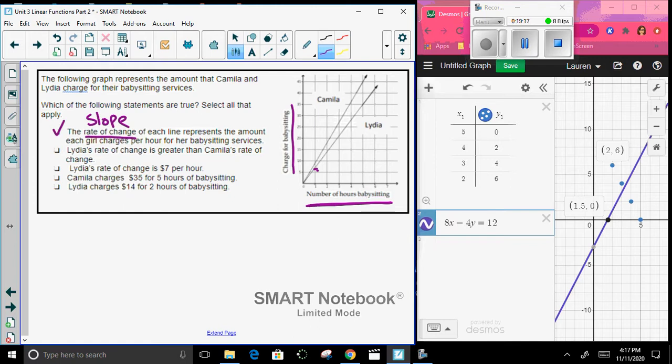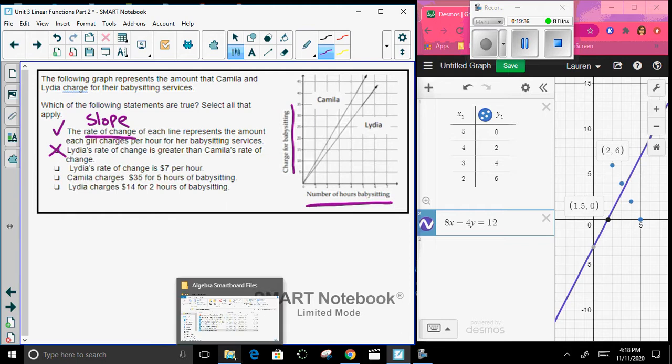Lydia's rate of change is greater than Camilla's. Well, didn't we just say Camilla's line is steeper? That means her slope is greater than Lydia's, so this is not true. Lydia's rate of change is 7, so I actually have to find the rate of change of each one of these now before I can move on.